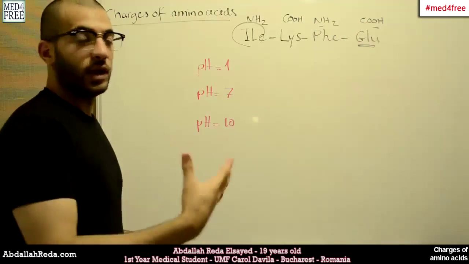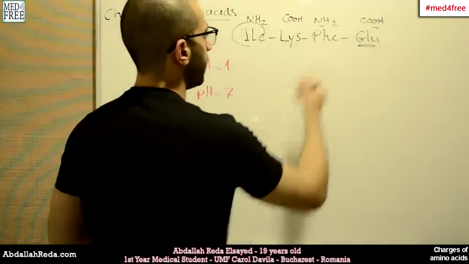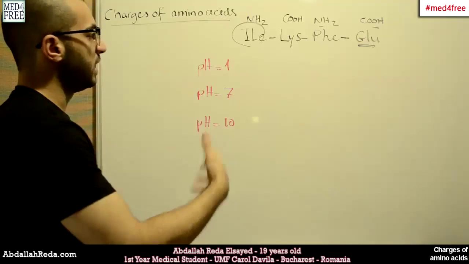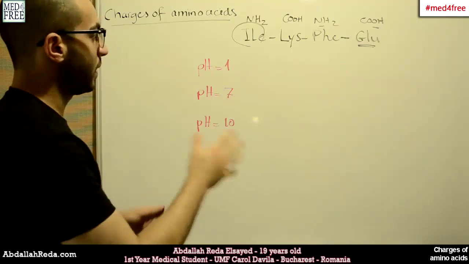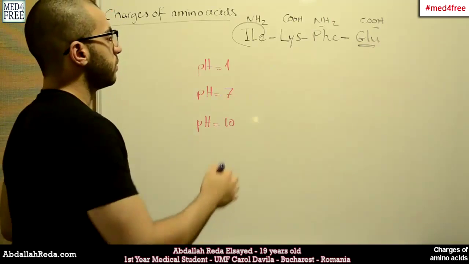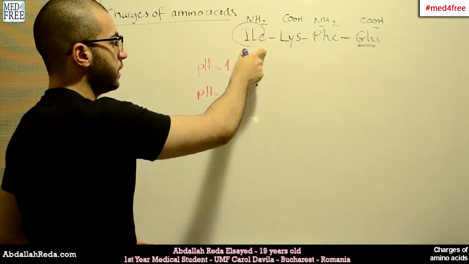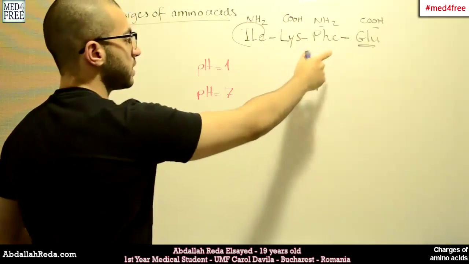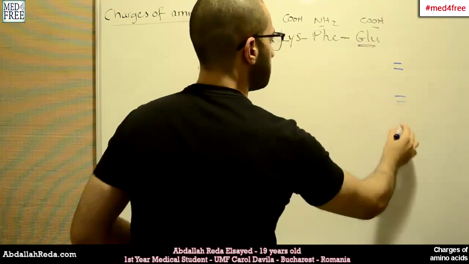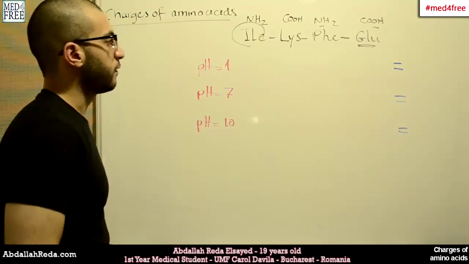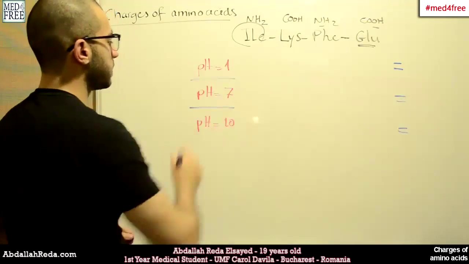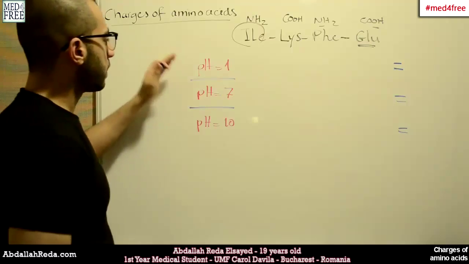And this is the free group. The other group is contributing in the bond formation here, so it cannot be used to calculate the charge of the peptide chain. So what we do here is calculate the charge for each amino acid alone, and then we sum the total to find out the total charge of the peptide chain at a certain pH value. So let's start with pH 1.